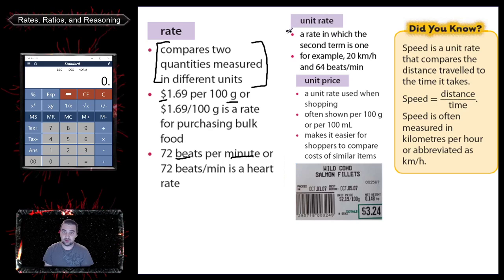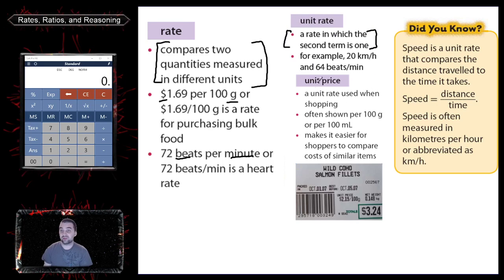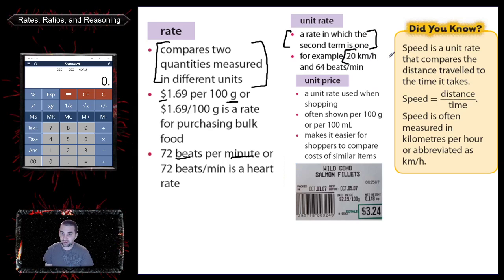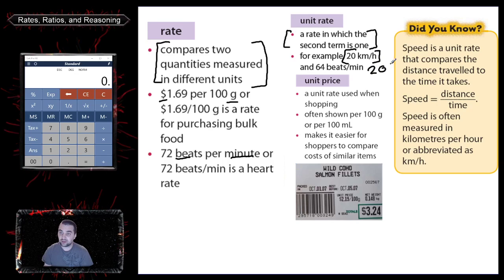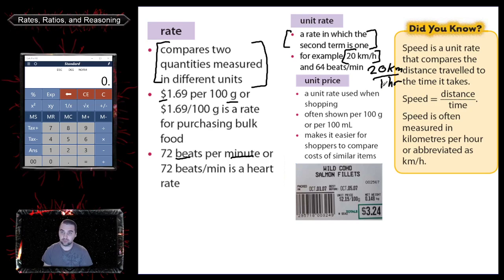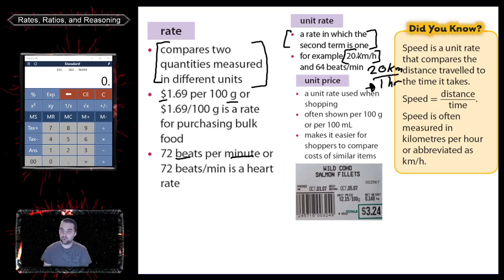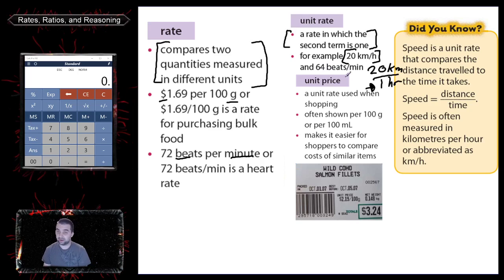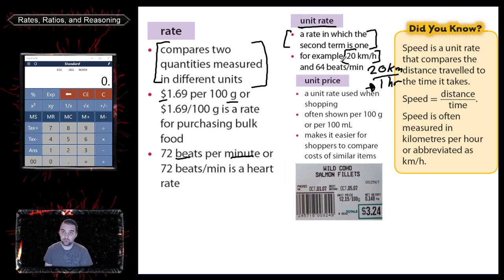Unit rate over here, here's the definition: a rate in which the second term is 1. That means in the example here, like 20 kilometers per hour, that's actually 20 kilometers per 1 hour. All right, so the second term right here, that is 1. 20 kilometers per hour is 20 per 1 hour. 64 beats per minute is 64 beats for every 1 minute. It's the same thing, it's just more simplified. That's what a unit rate is.